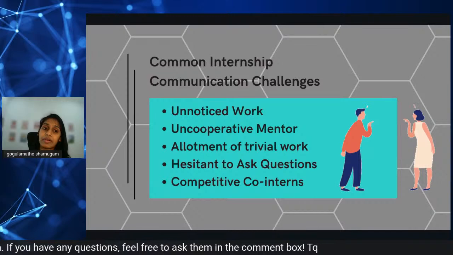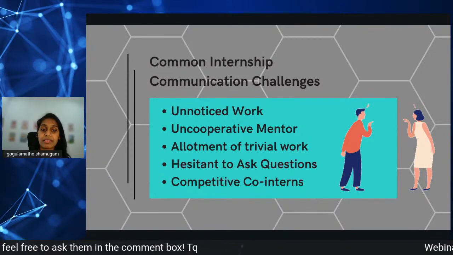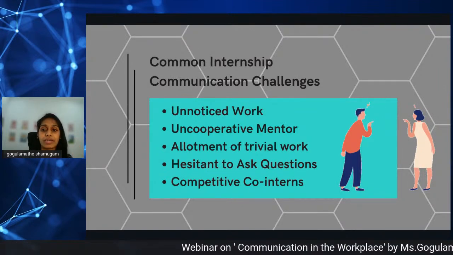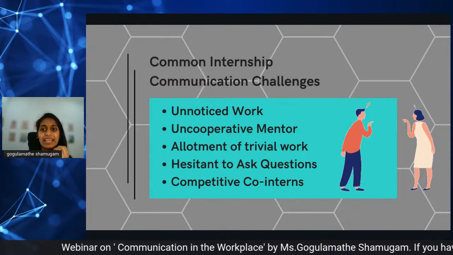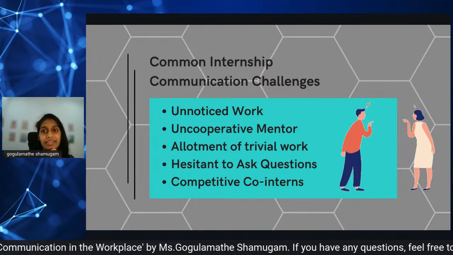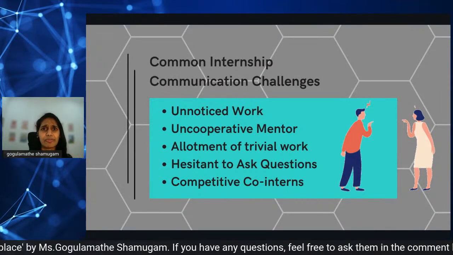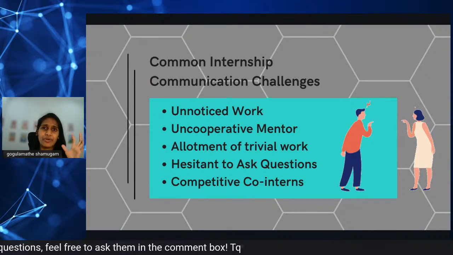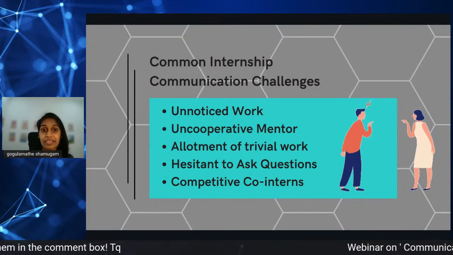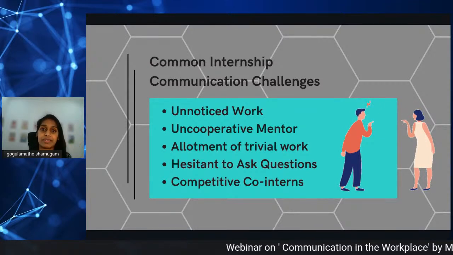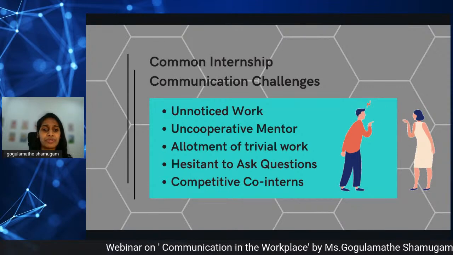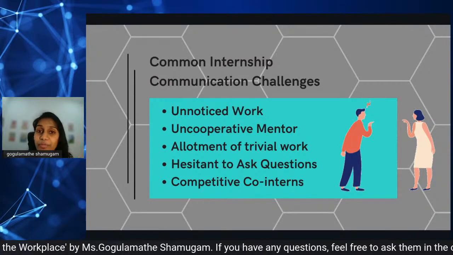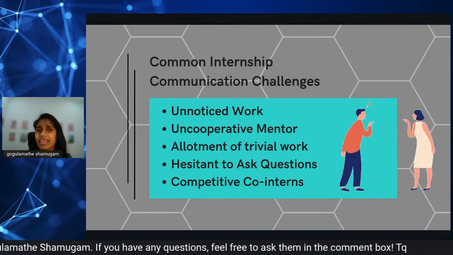Another common challenge that you might be facing is the allotment of trivial work. This is a very common thing. Getting trivial work means getting a job other than what you might be expecting, like, "I'm going to learn so many things, I'm going to do this and this." For example, you enter an advertising agency with the perception, "I'm an intern here, I'm going to design so many advertisements," but they only ask you to go and make a tea for them. That should not be happening, but if it happens, it's still okay.